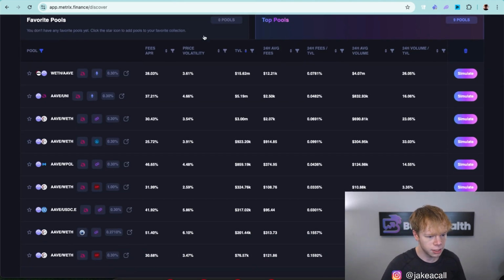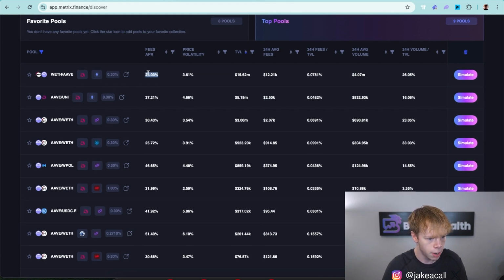Let's dive back into the list of different AAVE liquidity pools over here. So off the bat, we have this one on Ethereum network. It's doing about 28% APR right here. We have this other one on the Ethereum network. It's AAVE paired with Uni, and this is doing about a 38% APR. I definitely want to check this one out because I do have a feeling that AAVE and Uni are pretty closely correlated, and they also have a $5 million TVL in this liquidity pool right here.